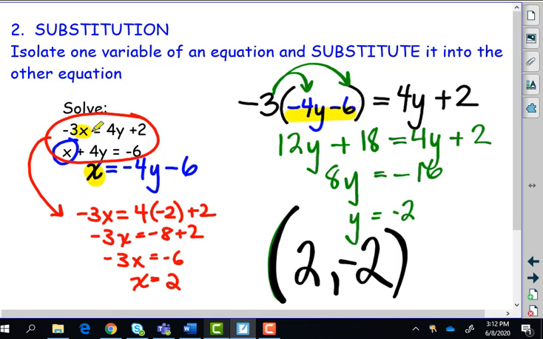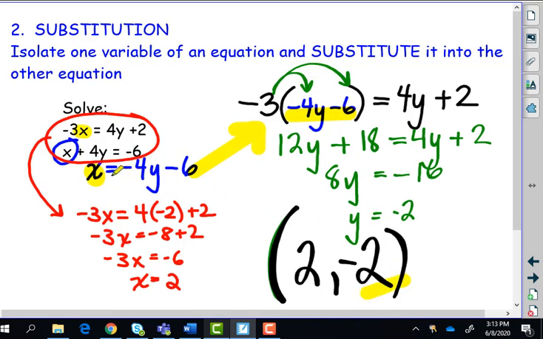It's supposed to be -3x equals 4y plus 2. So I put x is -4y minus 6, right inside where the x is. Now a lot of times there's brackets, so I'll get rid of the brackets, multiply it out. We've got only y's. So I'm going to get all the y's by itself. Divide everything by 8, and I get that y is equal to -2.